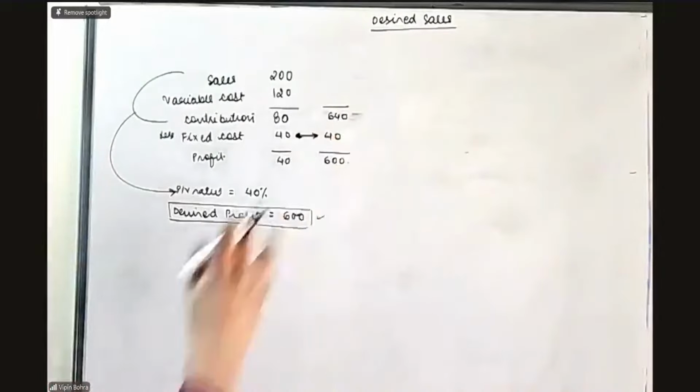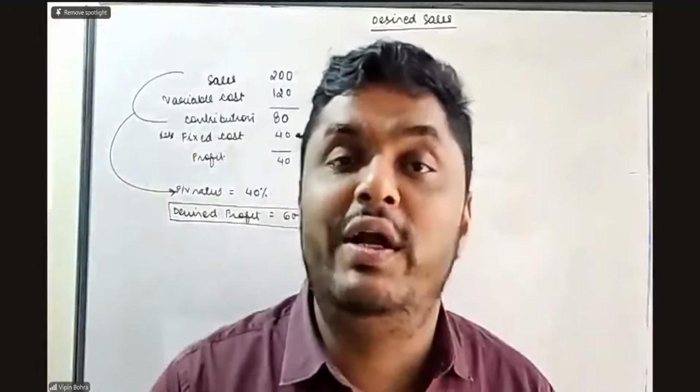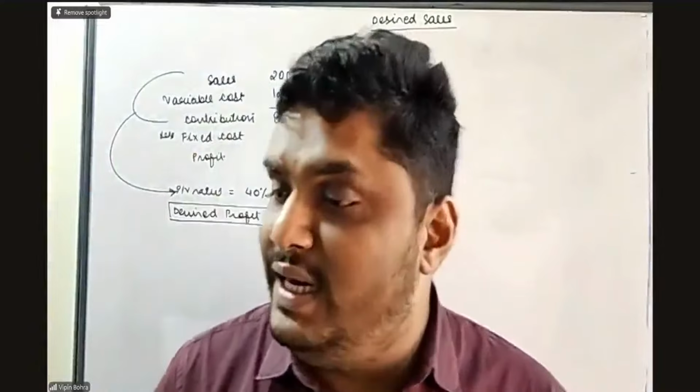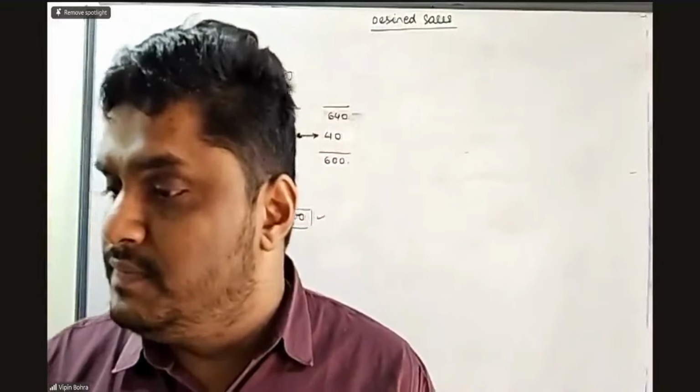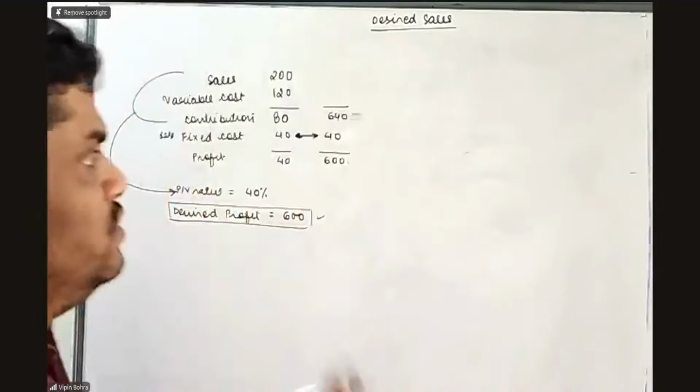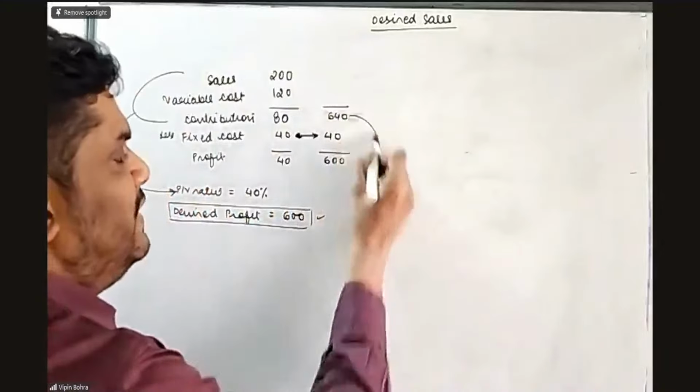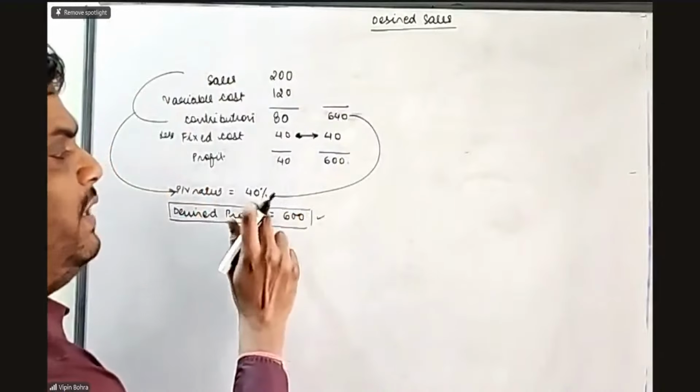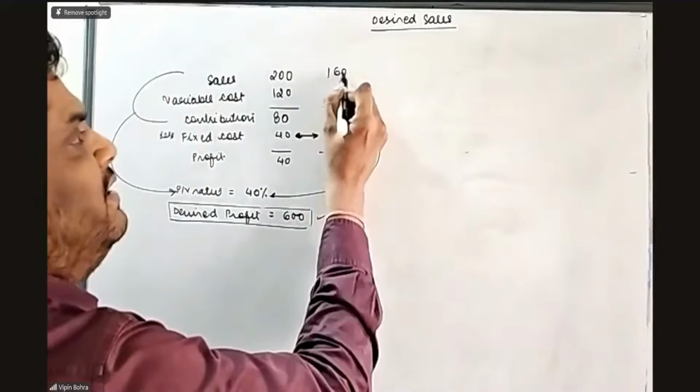640 minus 40 is 600. Few students took it as 560 also. That's why you guys are getting 1400. So contribution will be 640. This 640 is equal to how much? 40%. So how much will be 100%? 1600.